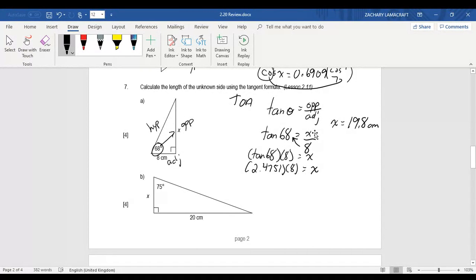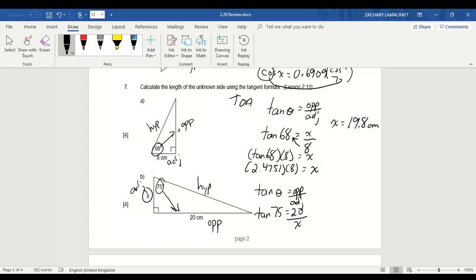Centimeters. The next one, we know we're also using the tangent formula. So this is the side right here. We know this is the hypotenuse. It's the long one. This is our angle. So the one across from it is our opposite, and the one beside it being our adjacent. So if we set up our formula, tan theta equals opposite over adjacent, we can fill in what we know. So tan 75. The opposite is 20. And the adjacent in this case is x.